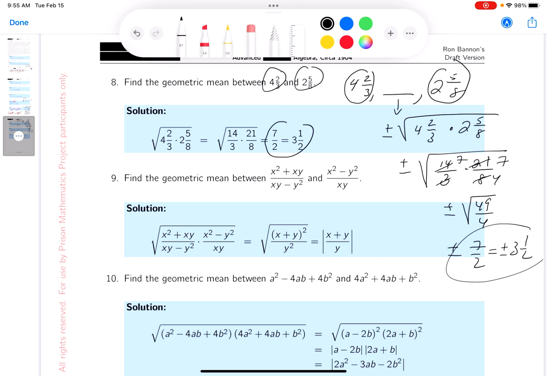There's an error over here. I need to correct it. It's plus or minus, all right? But I will correct that. It should be plus or minus, plus or minus. All right, thank you.